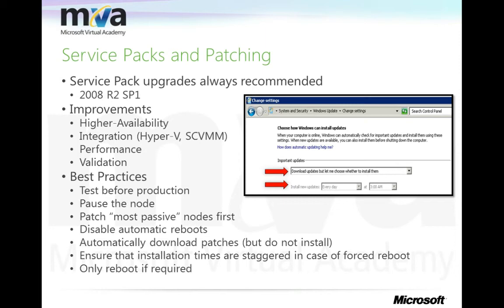Another best practice is to automatically download the patches, but don't actually install them. When you install them, that can trigger the reboot logic, but by downloading them, you already have the binary files which you need on each node, so that when you do start your patching cycle, you've eliminated one step, and you can make the overall patching cycle much faster, because you're only installing the patches on every node, instead of downloading them and installing them on every node.